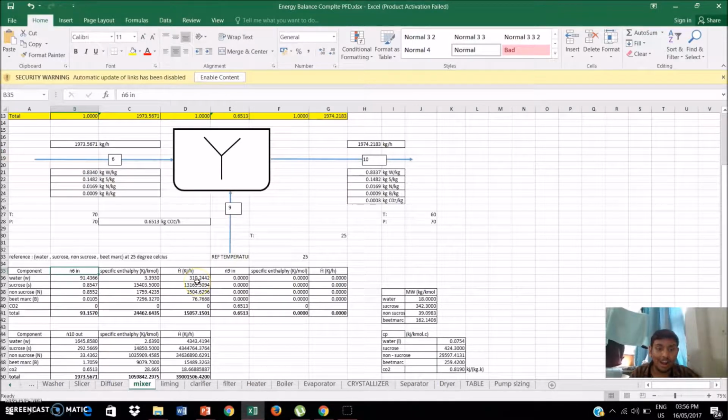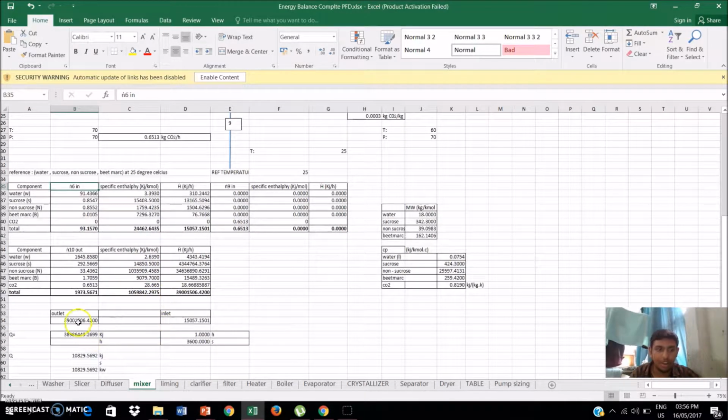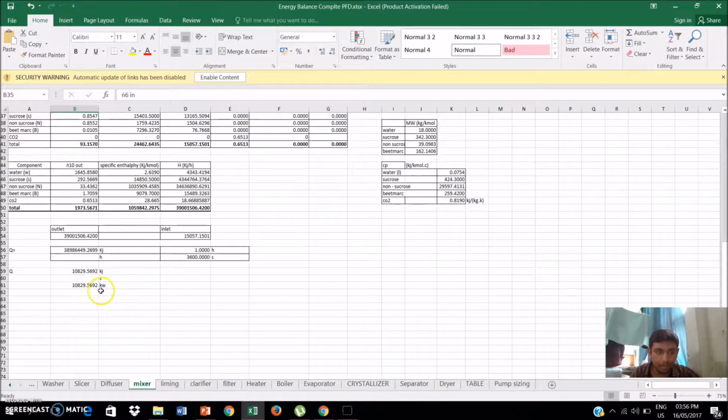We must do this for each stream. We have three streams here, and then we add up the total enthalpy for each stream. The enthalpy rate of the output stream minus the enthalpy rate of the input stream gives us Q. The Q we get here is in kilojoules per hour, and the final value is 10,829.5692 kilowatt. Thank you.